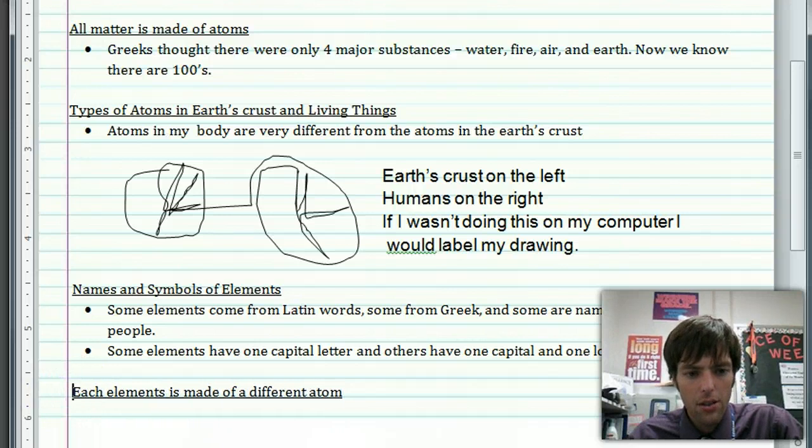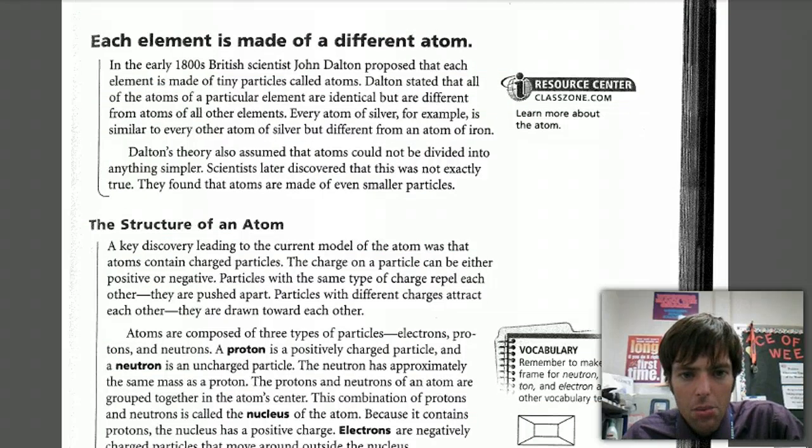Now we read. In the early 1800s, British scientist John Dalton proposed that each element is made of tiny particles called atoms. Dalton stated that all the atoms of a particular element are identical but are different from atoms of all other elements. Every atom of silver, for example, is similar to every other atom of silver, but different from an atom of iron. Dalton's theory also assumes that atoms cannot be divided into anything simpler. Scientists later discovered that this was not exactly true. They found that atoms are made of even smaller particles.